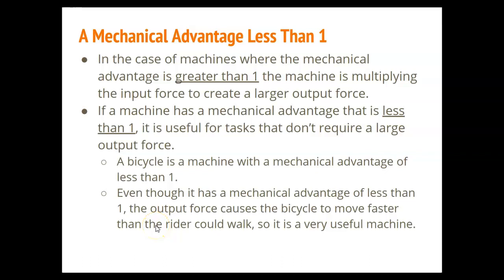So what I said is we would put more effort into pedaling the pedals on a bike than we would on walking, but we would get a much greater speed from that bike, and it would get us from point A to point B much faster than walking would. So it's still making our lives easier. It's just not imposing a strong mechanical advantage. So even though it has a mechanical advantage of less than 1, the output force causes the bicycle to move faster than the rider could walk. So it is still a very useful machine.